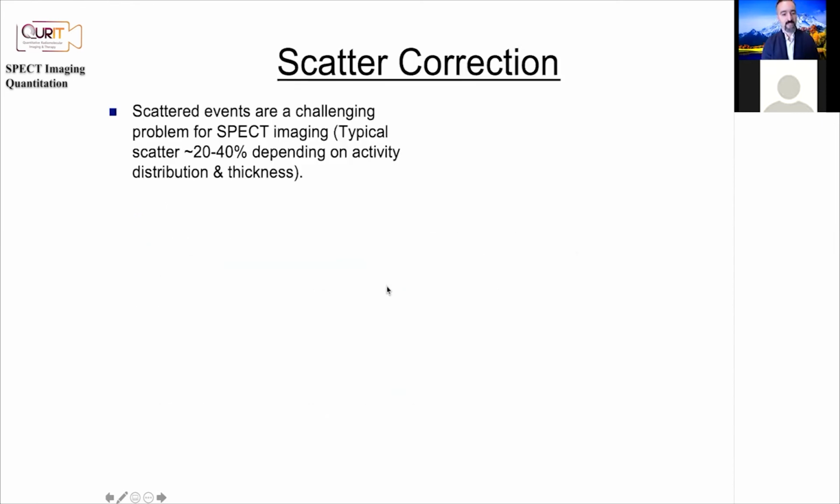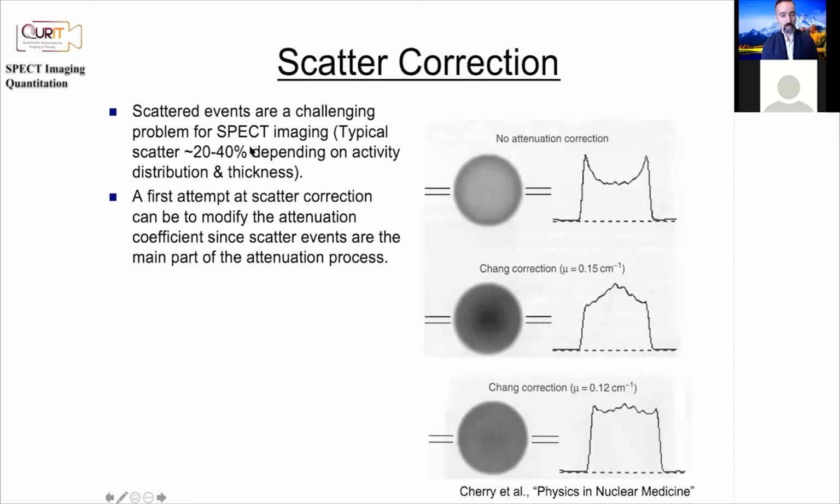So scatter correction, let's talk about that. Scatter events are a challenging problem for SPECT, typically about 20 to 40%, depending on activity and thickness. And a first attempt at scatter correction, believe it or not, has been to change the mu value that we use. Remember how I told you that with the Chang method, you assume a certain mu value, the true mu value, let's say for water or for soft tissue, but you get this bump. Well, they said, wait a minute, if we get this bump, how about we lower this number? Because we're kind of saying this is overcorrecting, so let's lower this number to, let's say, this number, and you're going to get something like this. This is actually something that was done.